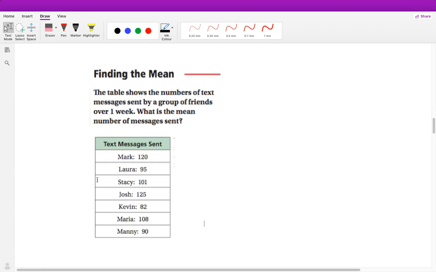All right, so the question here says, finding the mean. The table shows the number of text messages sent by a group of friends over 1 week. What is the mean number of messages sent? So what is the average? On average, what did each person send?